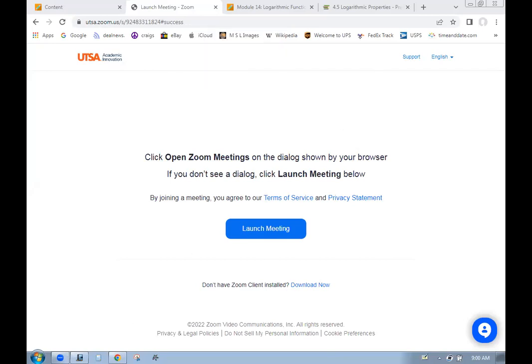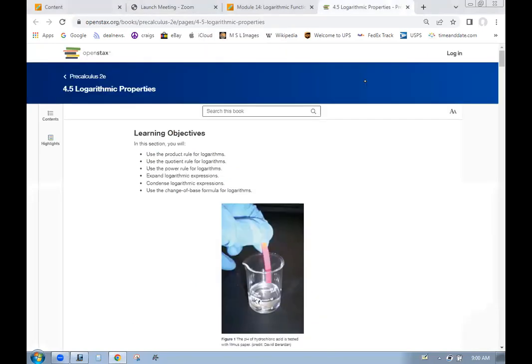All right, let's get rolling. We are now at 4.5, logarithmic properties.